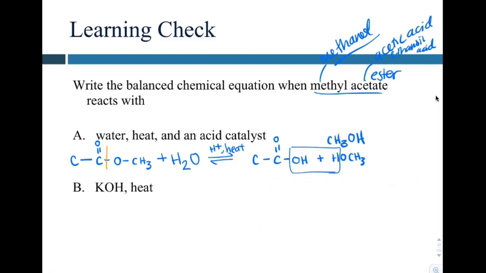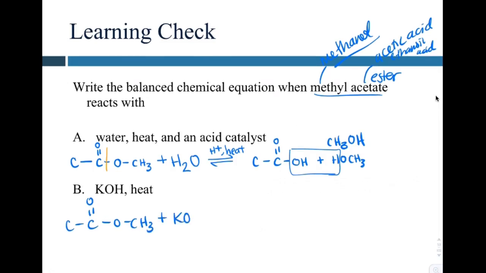Now, when you're reacting it with a base, it gets a little more complicated, but remember, plus potassium hydroxide reacts with heat, and we get, first of all, both of them are going to split and give me methanol. So I can go ahead and write my methanol.